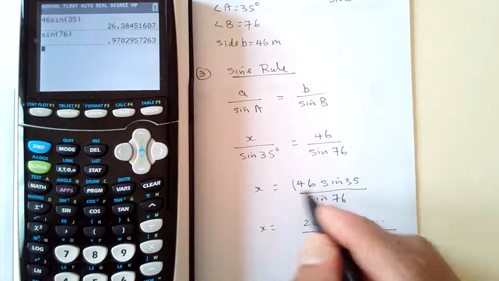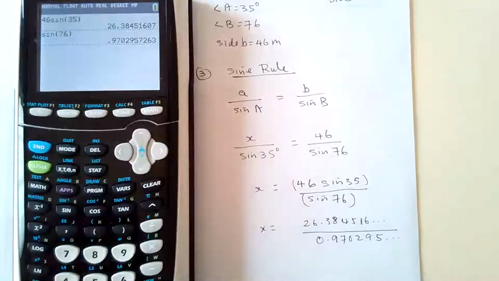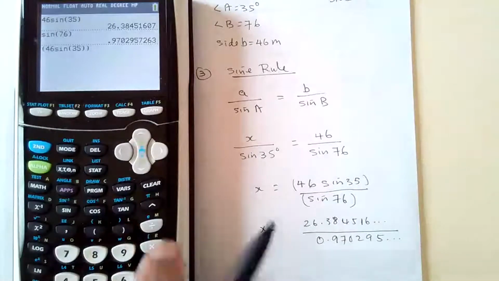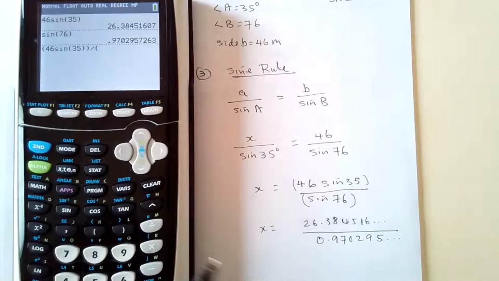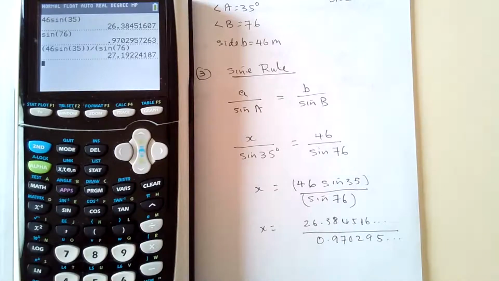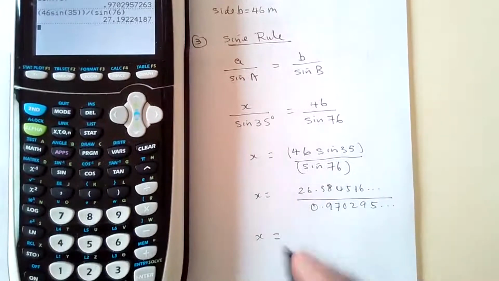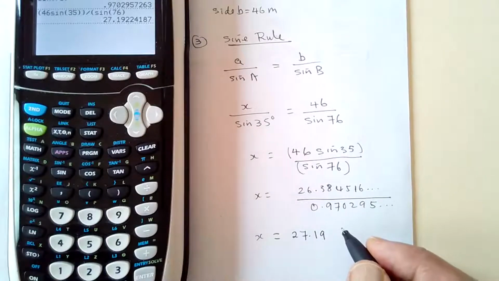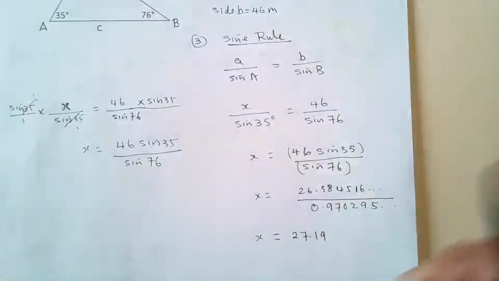So normally you put a bracket around these with a division. The way you do this in a calculator, you put the bracket first, and just 4 to 6 sine 35, close bracket, divided by open bracket, sine 10 to 6. And that gives me a result of, so x is equal to 27.19, and our measurement is meters.